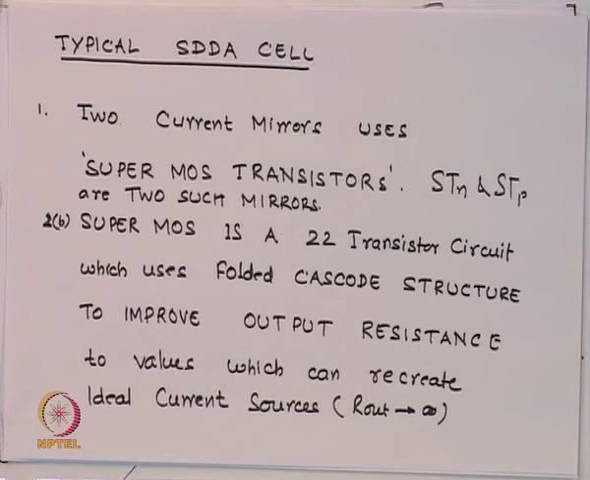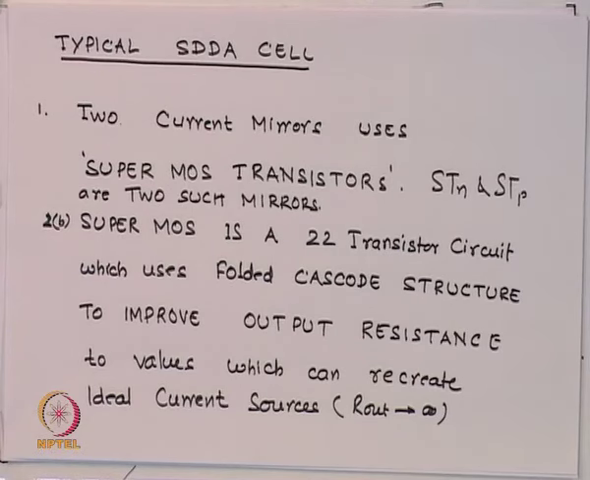I just now said a typical SDDA cell contains 5 current mirrors. There are 2 kinds of current mirrors I am using. Two current mirrors use what we call super MOS transistors, which I will show you a little later. There are 2 kinds, one is STN, the other is STP. Please remember, you have source currents and sink currents possible. P channels are normally used for sourcing, N channels are normally used for sinking. So, you have source or sink current mirrors coming from STN and STP.